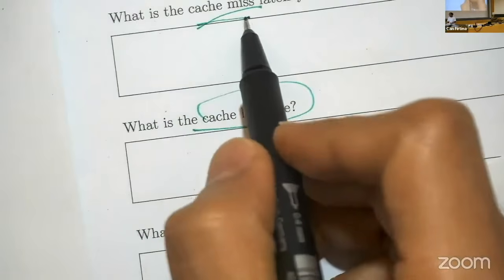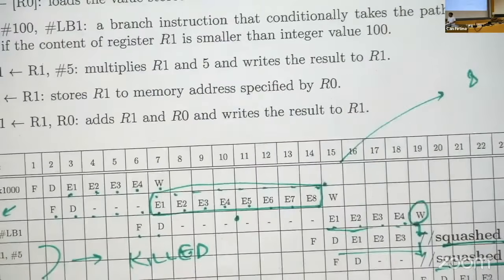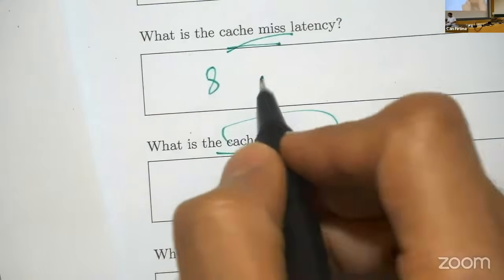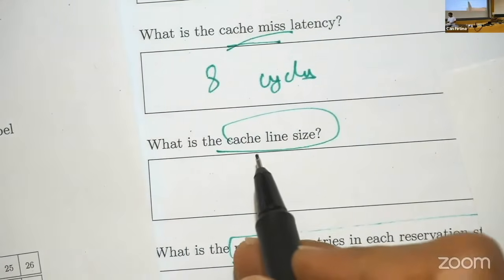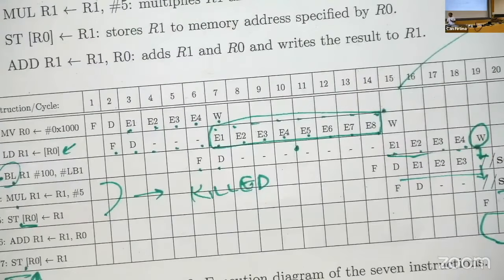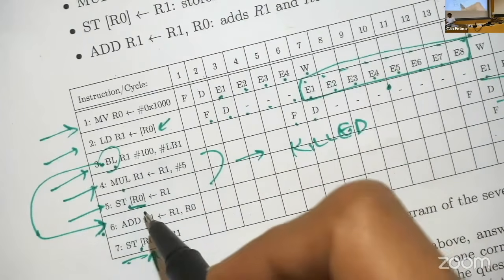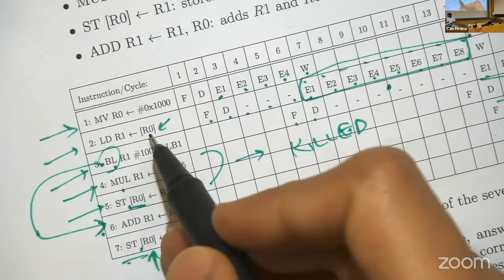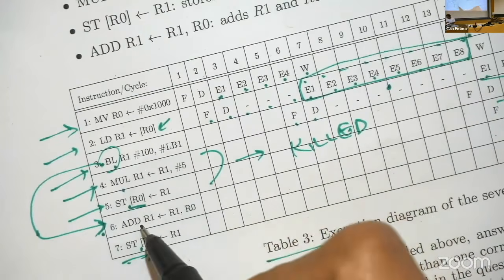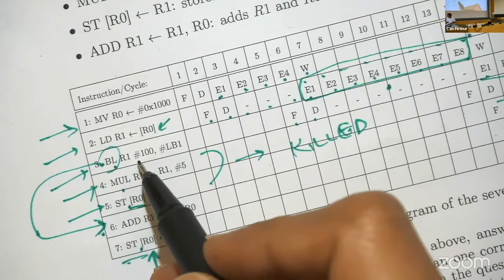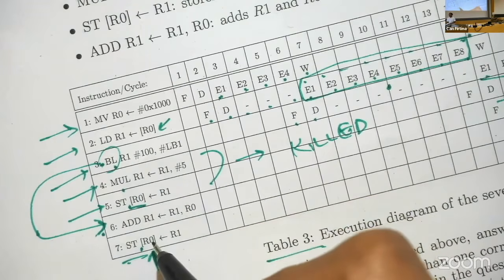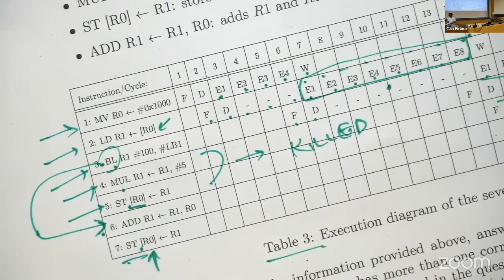What is the cache miss latency? I saw that this instruction waited 8 cycles, so cache miss would be 8 cycles. What is the cache line size? In the mental image that we built, to infer the cache line size, you would need to change the address of the memory that you're looking at. We see that at any point in the program, we are always accessing R0. R0 is the memory target, and we never change the value of R0. R0 is not the destination for any of your ALU instructions. That means I cannot tell what is the size of the cache line.